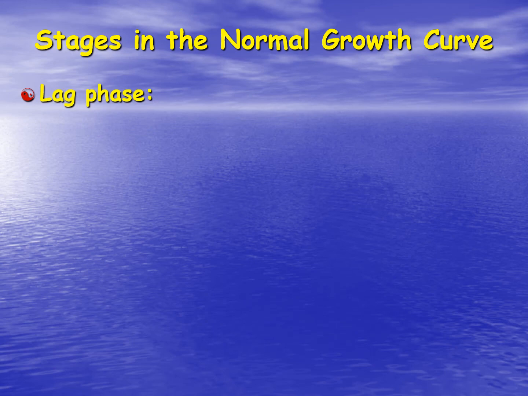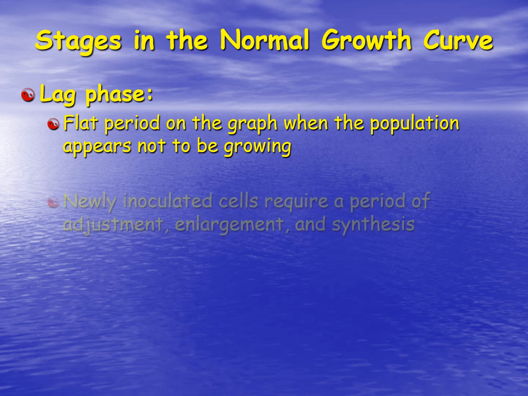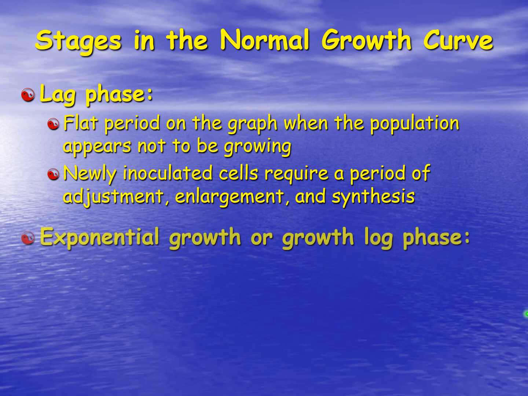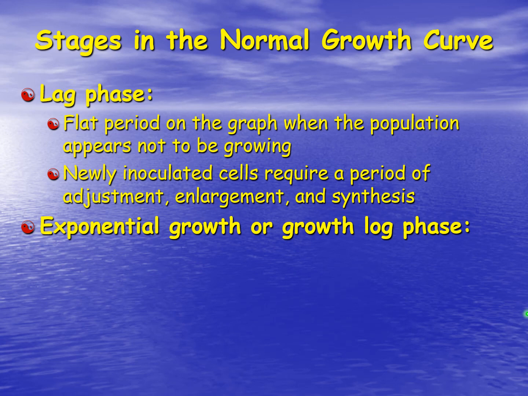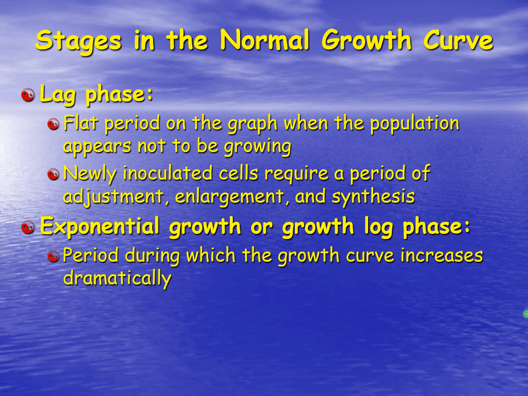Now let's look at a normal growth curve. First of all, we're going to have what's known as the lag phase, and this is a flat period on the graph where the population appears not to be growing. They are not reproducing. They are doing metabolism, however, getting ready for reproduction. And so newly inoculated cells require this lag period of adjustment, enlargement, and metabolic synthesis in order to get ready for binary fission. However, once we start to undergo binary fission, we then enter the exponential growth or growth log phase. This is the period during which the growth curve increases dramatically.